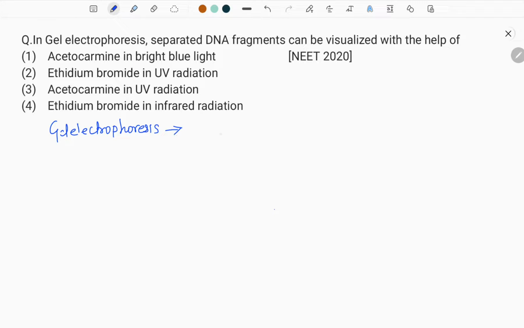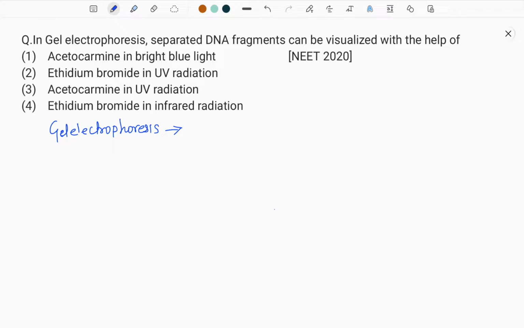We know that agarose is used as gel. Agarose is a natural polymer. It is obtained from Gelidium and Gracilaria that are of red alga. So agarose will provide sieving effect for the movement of DNA particles, and DNA being acidic, being negative in charge, it will migrate towards the positive electrode, that is anode.